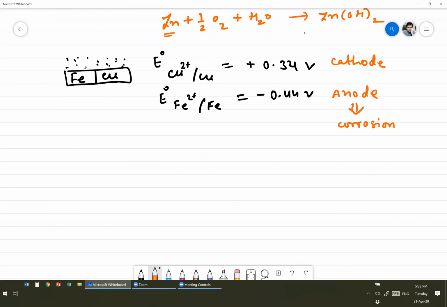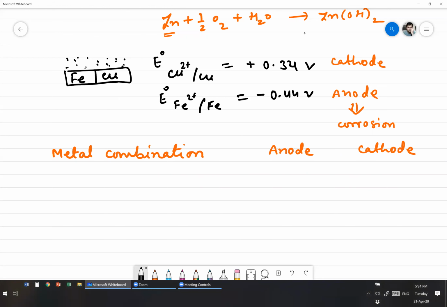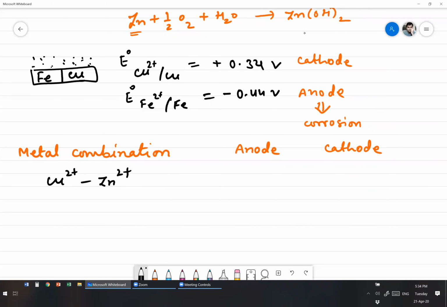For example, let's take one more couple. Let me give you some example metal combinations. According to the EMF series, the electrochemical series, we will write which metal acts as anode and which acts as cathode. Suppose we have this copper 2 plus, zinc 2 plus metal couple. On the basis of the electrochemical series, we know that zinc metal will act as anode and copper metal will act as cathode, right?